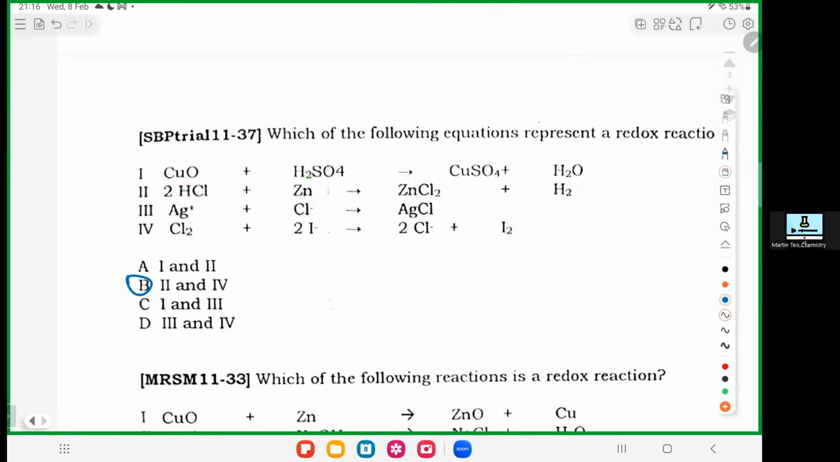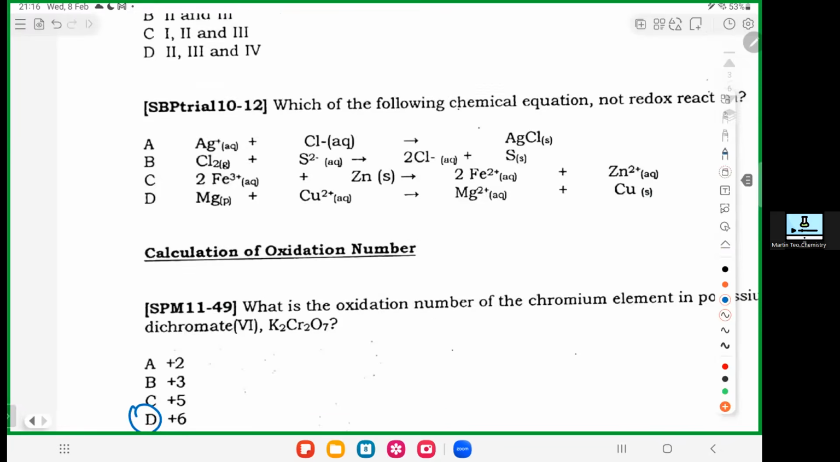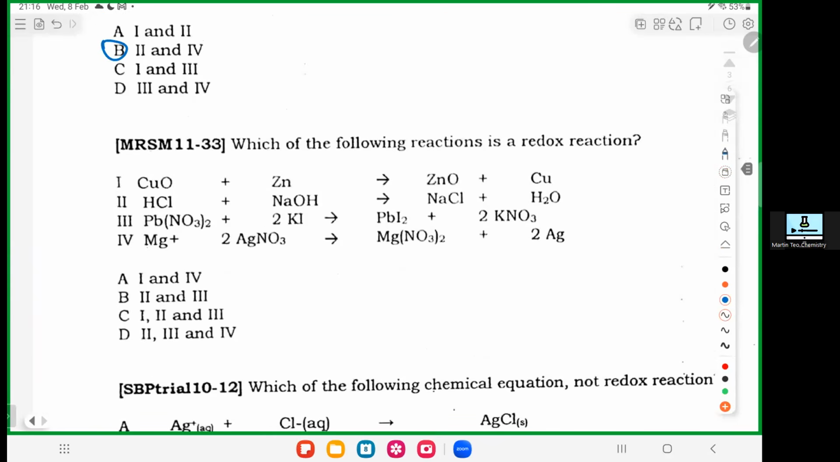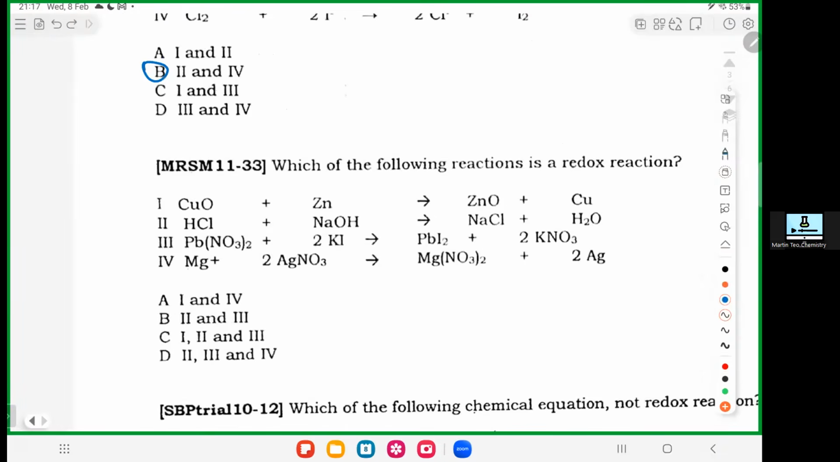Okay, so now next one. All right, so here, next one. So this one, which of the following is a redox reaction? So who is the redox here? So let's do it quickly. Same thing.